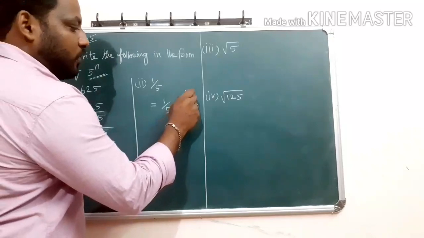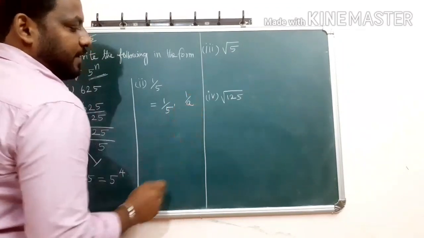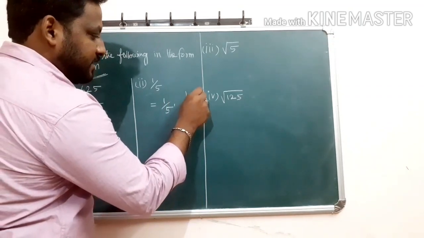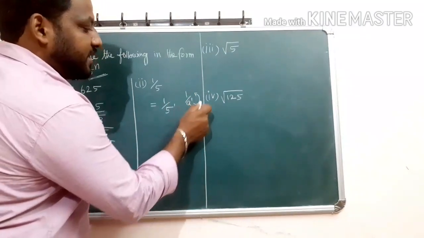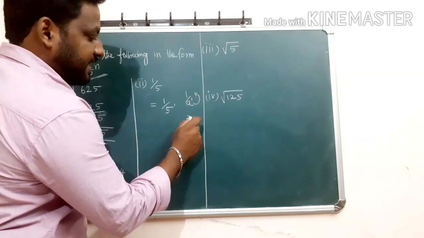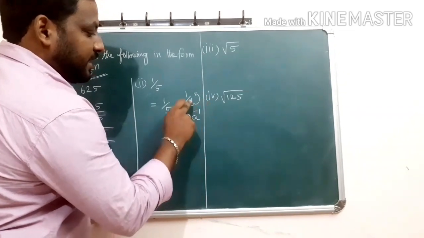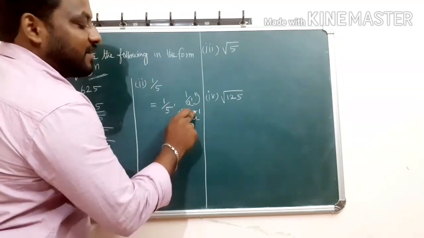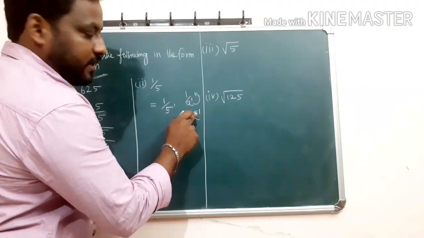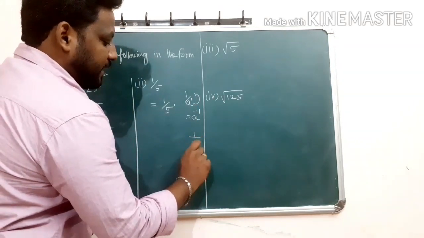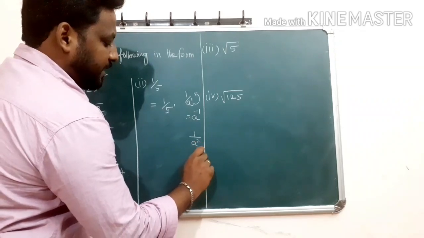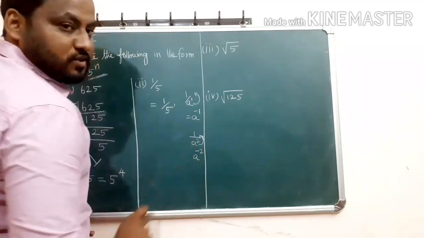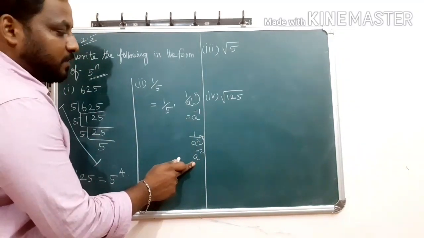We studied in lower classes also 1 by a, which means a power 1. If a is shifted from the denominator to the numerator, we can write it as a power minus 1. If it is 1 by a, it will change into a power minus 1. That is the inverse property. If it is 1 by a power 2, that should be written as a power minus 2. This a power 2 will change into minus 2. A power minus 2. That is the inverse property.